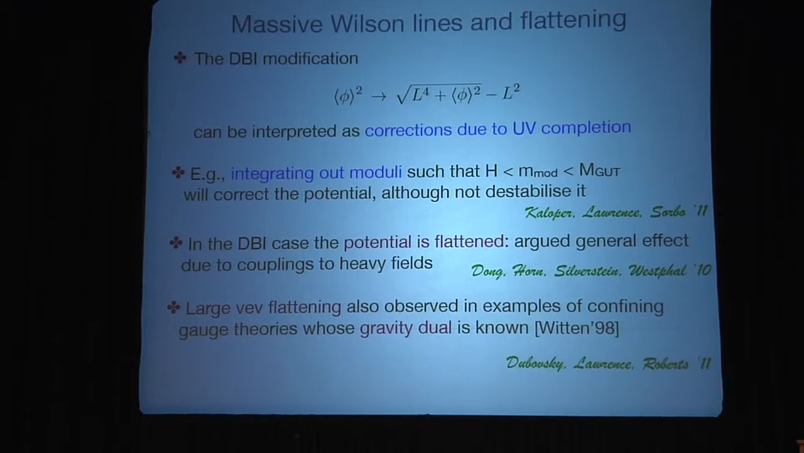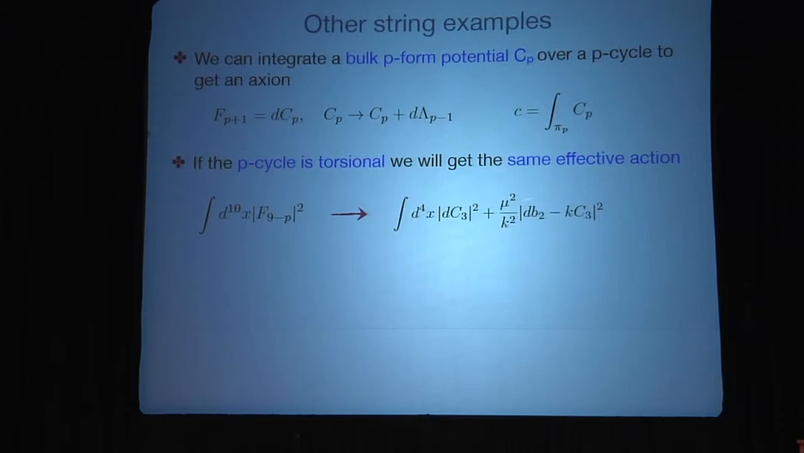OK, so beyond these massive Wilson lines, which, again, are a very simple example, you can get other examples of axions with this F-term axion monodromy in string theory. The simplest generalization is, instead of taking a one-form, take a p-form potential and integrate over a cycle which corresponds to a torsional cycle, and then you get exactly the same Lagrangian due to the relations between torsion groups in a general manifold.